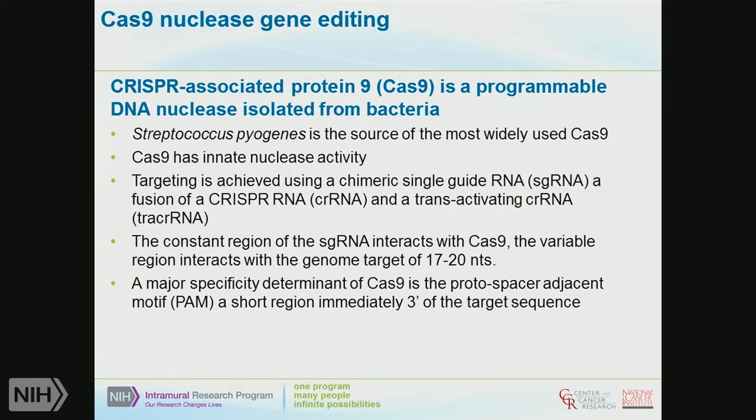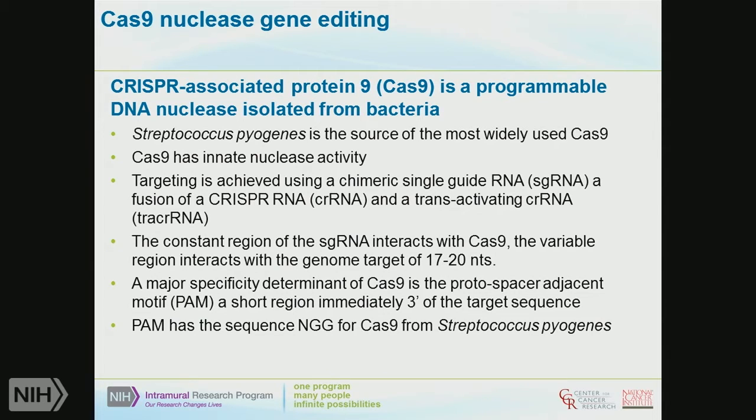Now, the major specificity determinant for Cas9 is actually a sequence that's adjacent to your target sequence. It has to be immediately at the 3' end of the target sequence. This is known as the protospacer adjacent motif, or the PAM. For this species it's just 3 nucleotides, N, G, G. There are a few papers out there starting to look at what's going to be the perfect PAM sequence, and where you want to locate this. Eventually, a lot of those rules will be worked out.